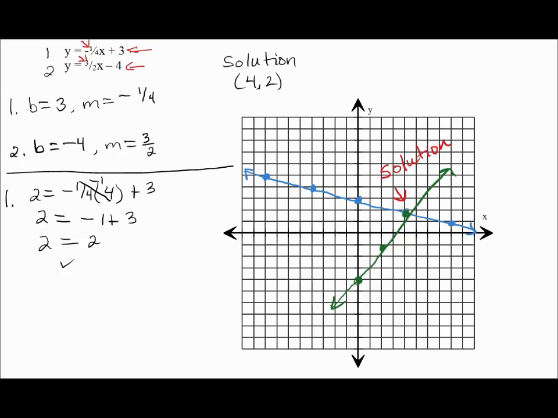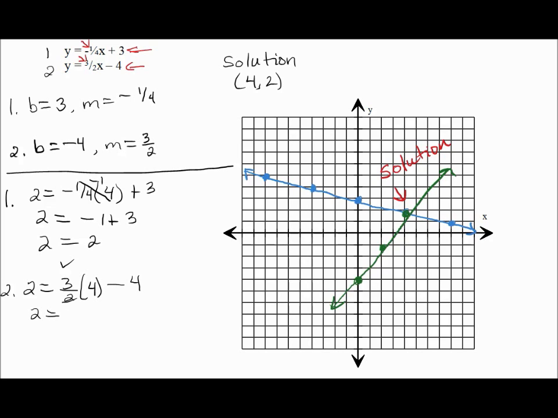So now I'll need to check it out in the second equation. So this would become 2 equals 3 over 2 times 4 minus 4.